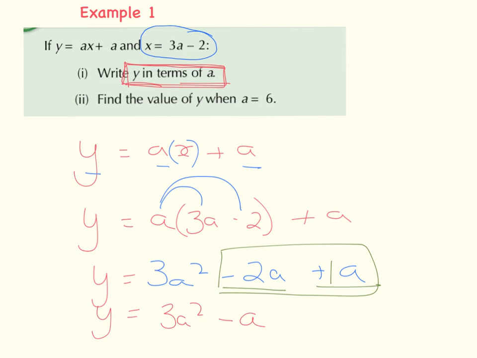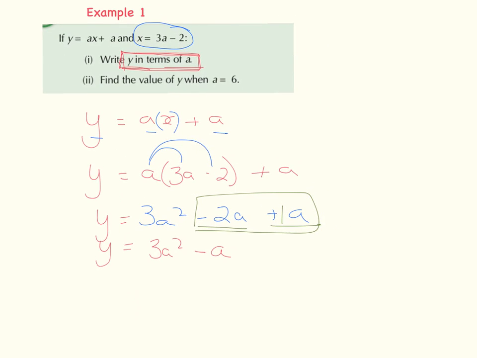And so essentially, I've done exactly what the question has asked me. I've written this whole sentence in the form of a, meaning that there is just an a there. And you can have numbers, that's fine, but as regards unknowns, it can only be a. So y is equal to 3a squared minus a. So that's the first part done.